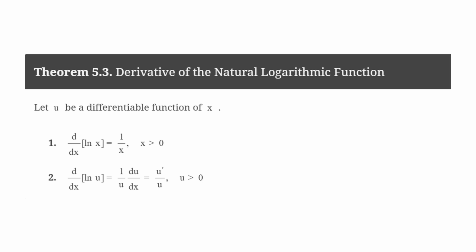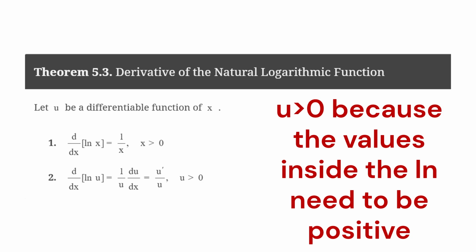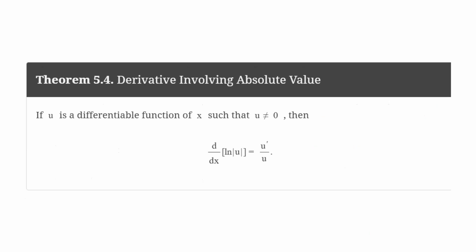And the derivative of ln of u, where u is just another function, is just u prime over u, where u is positive again because we can't have negative values for x. There is also the derivative of ln of the absolute value of u, which is also u prime over u.